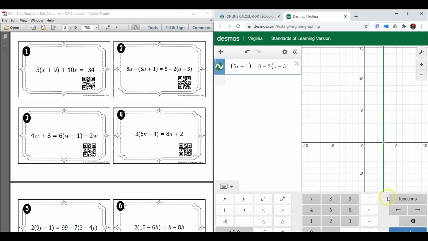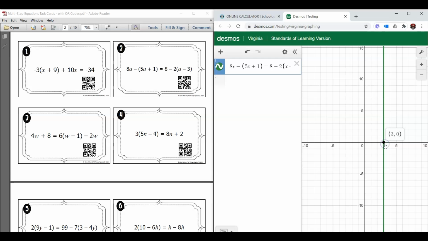All right, so I see this green line here. That green line is going to help me get the solution to this equation. So I go right here and click on that dot where it's crossing the x-axis. And what I notice is I get 3, 0 as my ordered pair. That x value is what I'm interested in. So x is equal to 3 for this equation. So always, we're looking for where this vertical line that it draws is crossing the x-axis, and that will give us the solution.